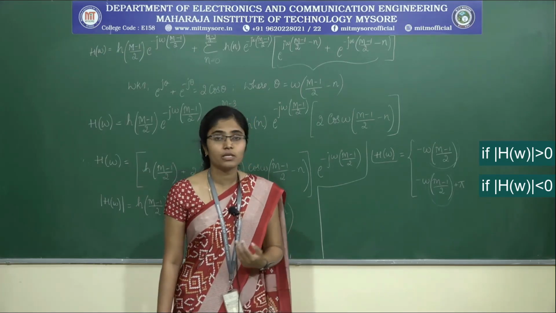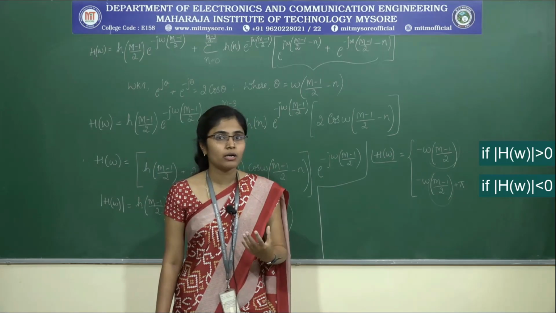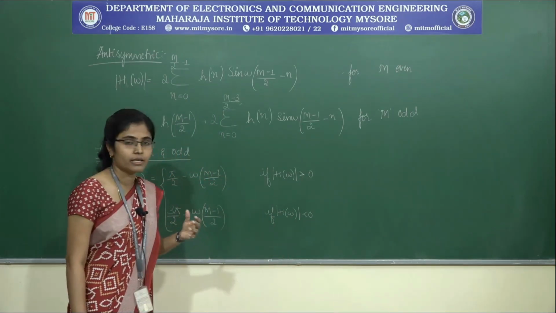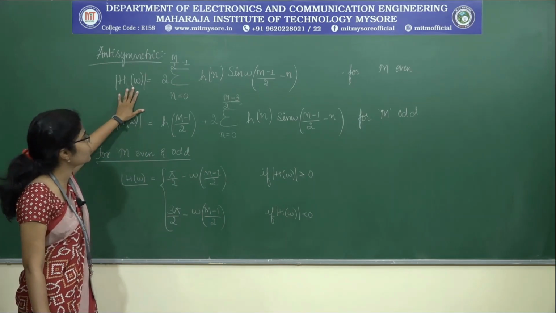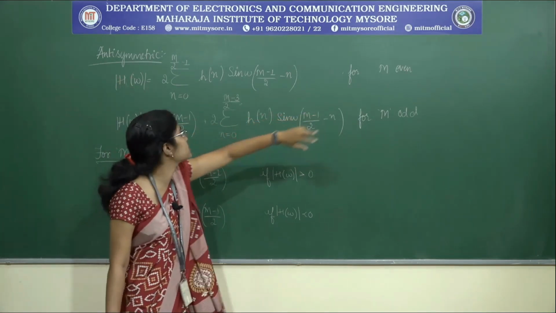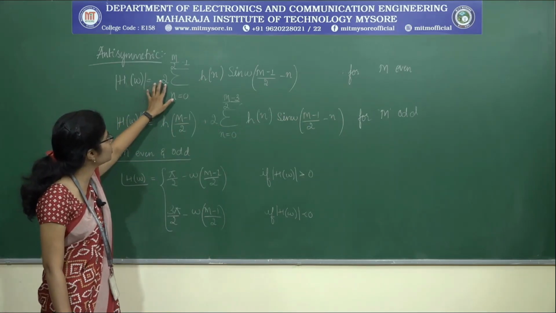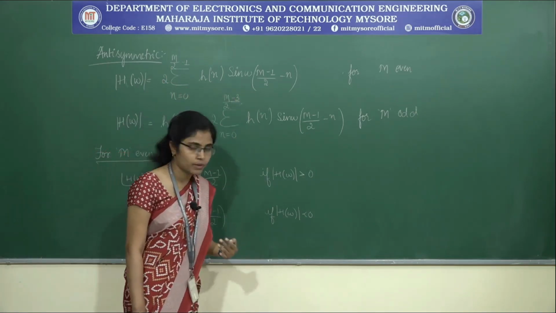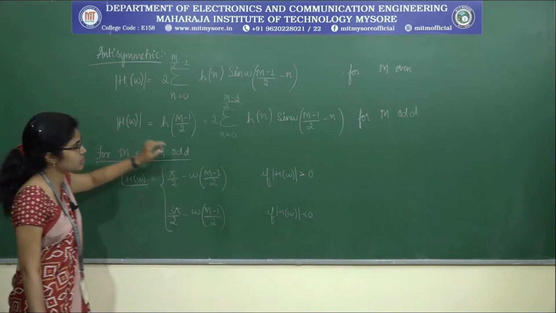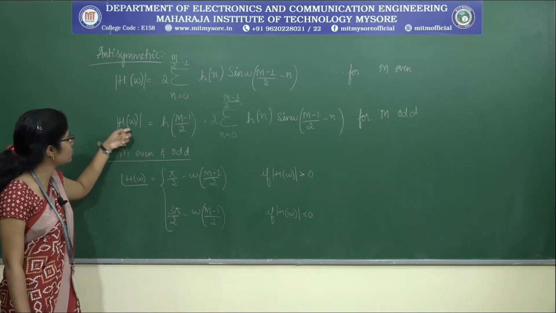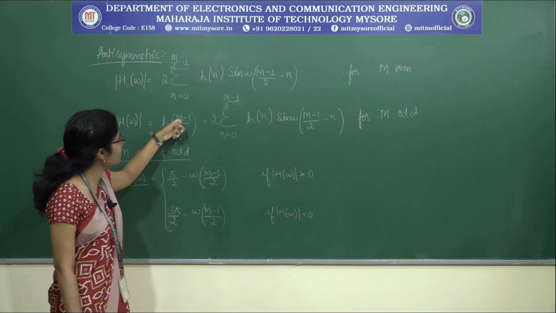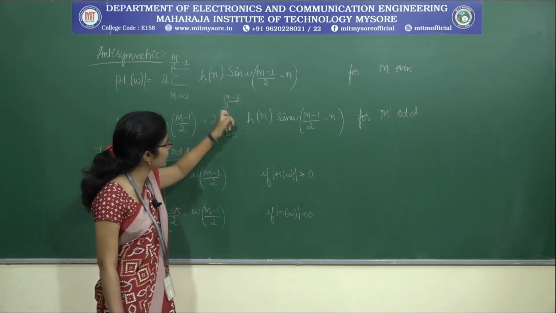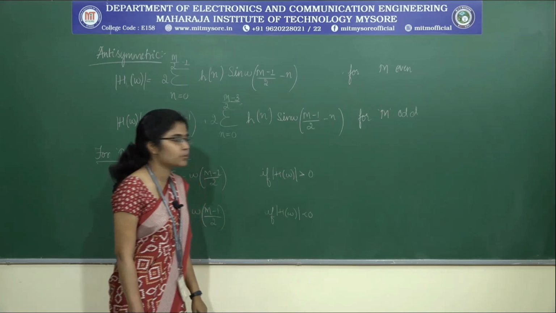So, in case 3 and case 4, we need to check for m value even and odd, and the condition should be antisymmetric. This will be the magnitude when we consider the case antisymmetry and the value of m is even. Magnitude of H of omega will be equal to 2 into summation n ranges from 0 to m by 2 minus 1 of h of n into sin omega ((m minus 1)/2 minus n). Similarly, for the antisymmetric condition, if m is odd, the magnitude of H of omega will be equal to h of (m minus 1)/2 plus 2 into summation n ranges from 0 to (m minus 3)/2 of h of n sin omega ((m minus 1)/2 minus n).